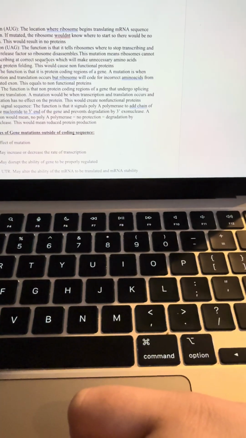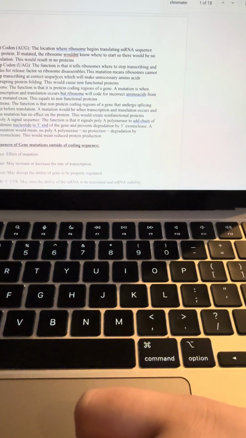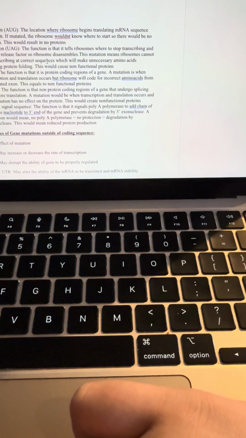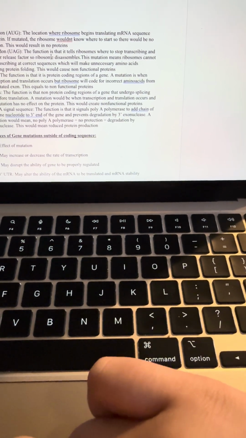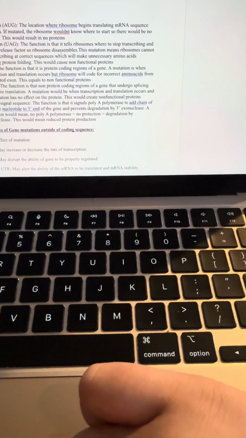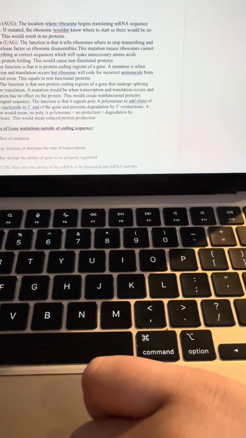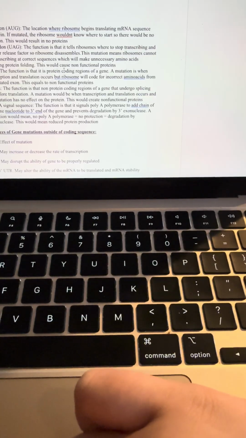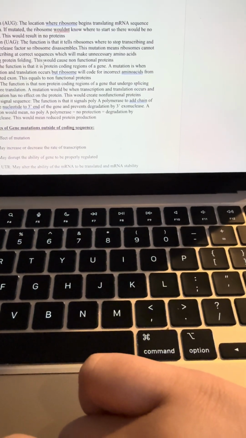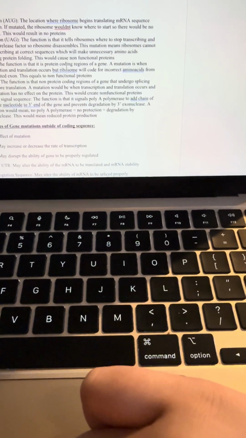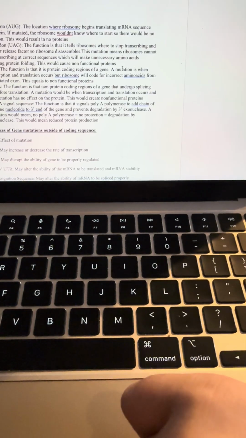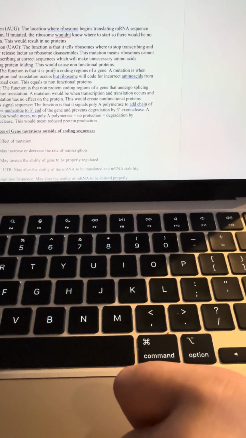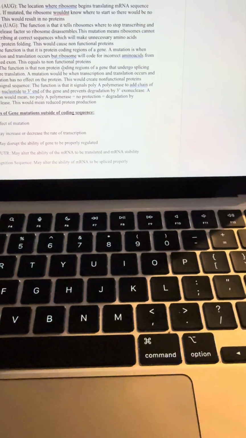Stop codon, UAG. The function is that it tells ribosomes where to stop translating and codes for release factors so ribosomes disassemble. This mutation means ribosomes cannot stop translating at the correct sequences, which will make unnecessary amino acids, disrupting protein folding. This would cause non-functional proteins.